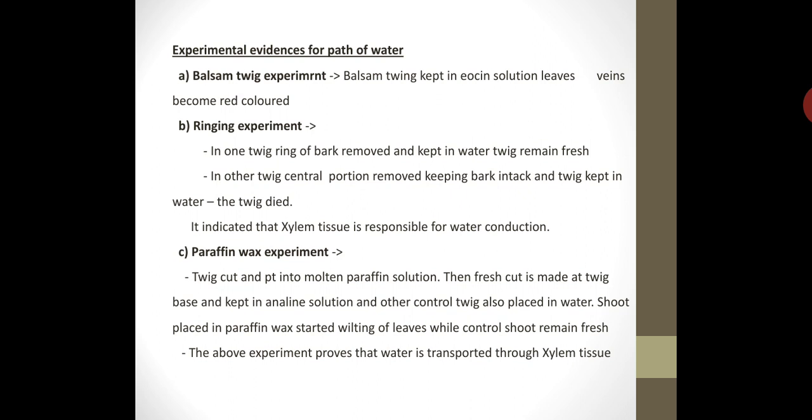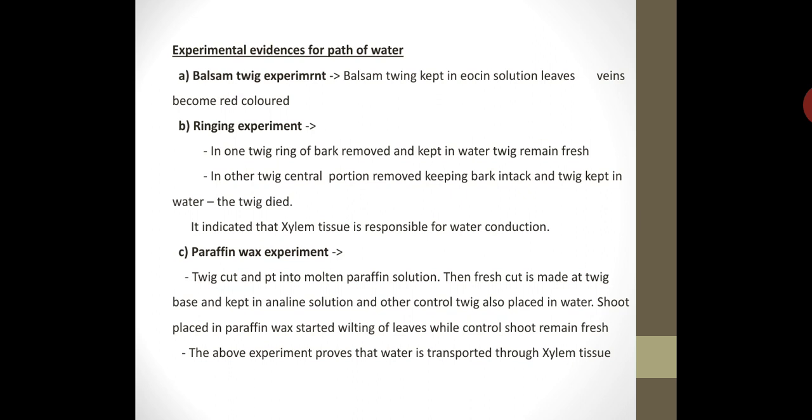Two balsam twigs were put into conical flasks, one containing eosin solution and another with pure water. The lower end of each balsam twig was cut slanting, and then the twigs were put into the conical flask containing eosin and water solution. It is observed that in the first twig, which was dipped into the eosin solution, the central xylem tissue of that balsam twig got red colored, that is the color of eosin solution, while the phloem tissue did not take that red color.